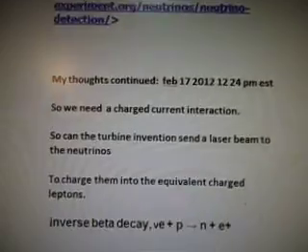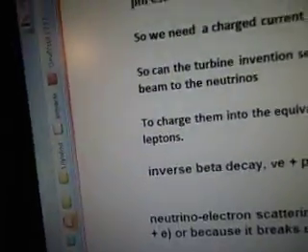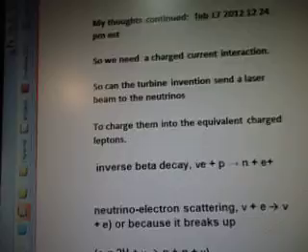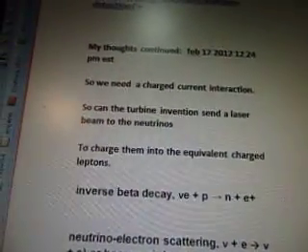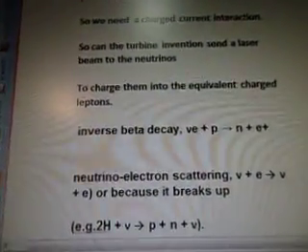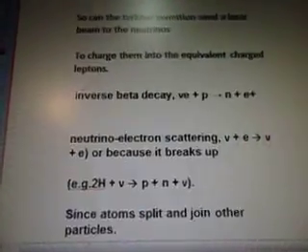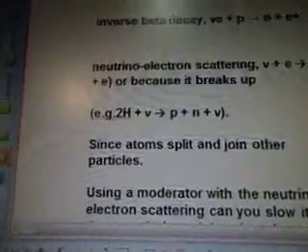My thoughts continued, February 17, 2012. And for some reason, this is too small. There we go. Okay. So we need a charged current interaction. So can the turbine invention send a laser beam to the neutrinos to charge them into the equivalent charged leptons, or inverse beta decay, ve, and neutrino-electron scattering? Those are the two things we want to do.